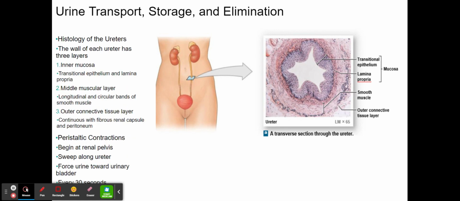The wall of each ureter consists of 3 layers. 1, an inner mucosa made up of transitional epithelium and the surrounding lamina propria. 2, a middle muscular layer made up of longitudinal and circular bands of smooth muscle. And 3, an outer connective tissue layer that is continuous with the fibrous capsule and the peritoneum. About every 30 seconds, a peristaltic contraction begins at the renal pelvis. As it sweeps along the ureter, it forces urine towards the urinary bladder.